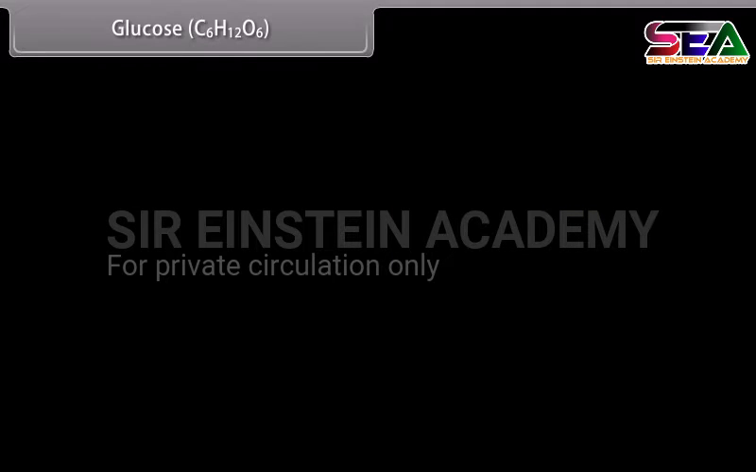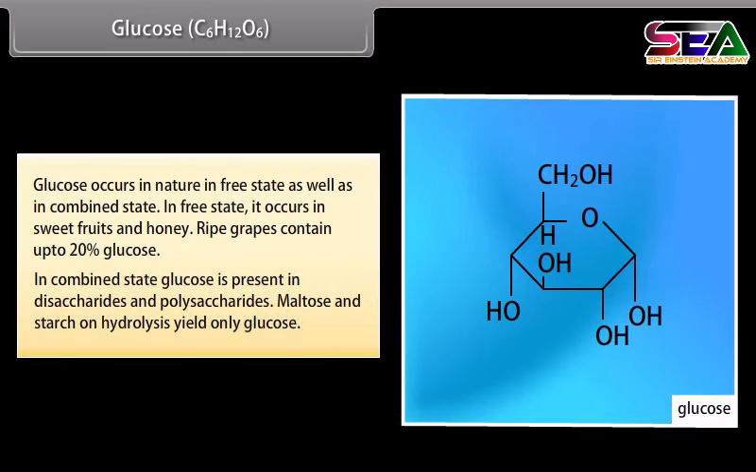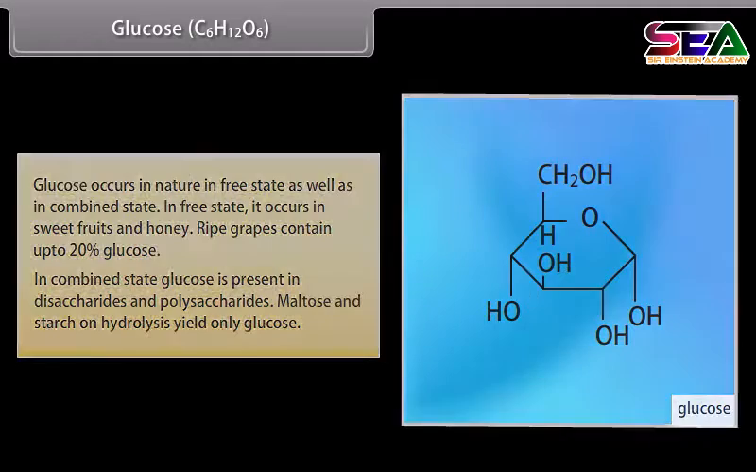Glucose, C6H12O6. Glucose occurs in nature in free state as well as in combined state. In free state, it occurs in sweet fruits and honey. Ripe grapes contain up to 20% glucose. In combined state, glucose is present in disaccharides and polysaccharides. Maltose and starch on hydrolysis yield only glucose.